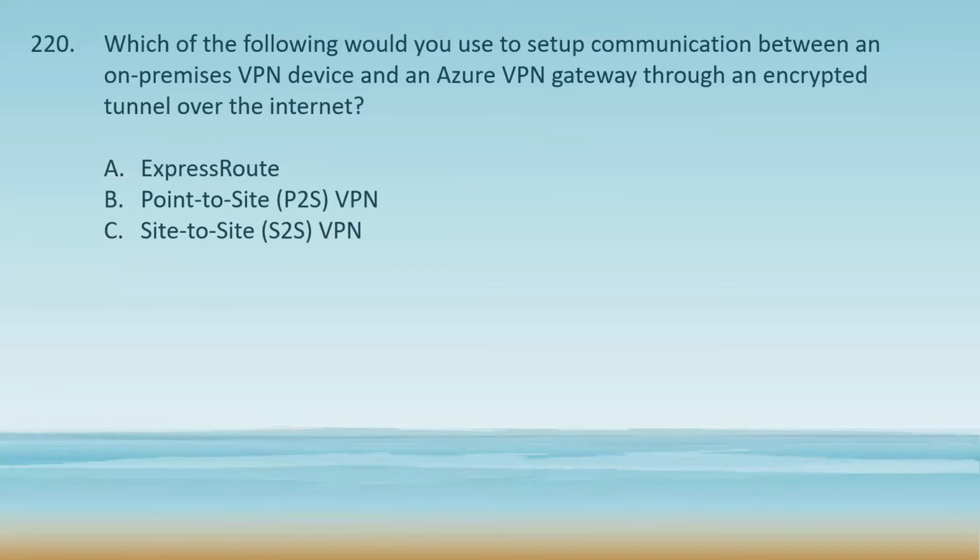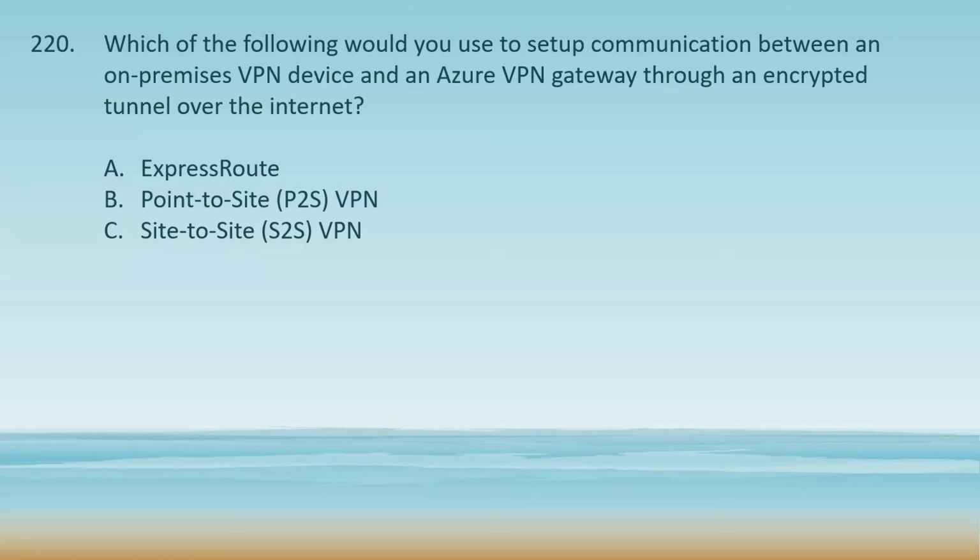Question number 220 of the series. Which of the following would you use to set up communication between an on-premise VPN device and an Azure VPN gateway through an encrypted tunnel over the internet? There are a few keywords here in the question. The first one is Azure VPN gateway through an encrypted tunnel, and then second one is your connectivity is over the internet. Now let's look at the options, which are Express Route, Point to Site VPN, Site to Site VPN.